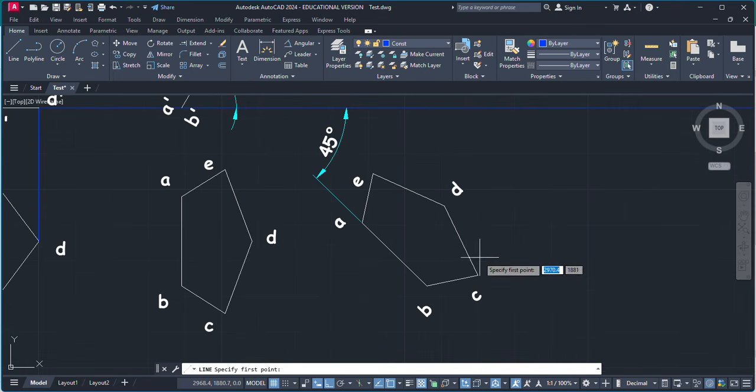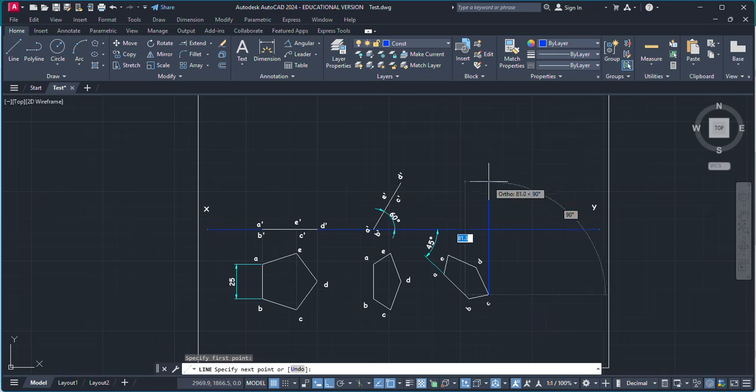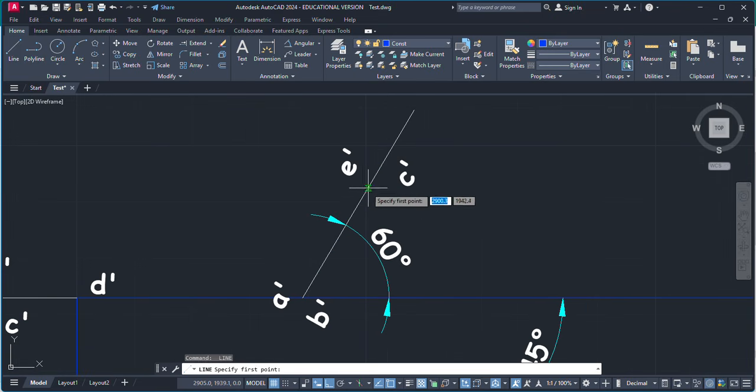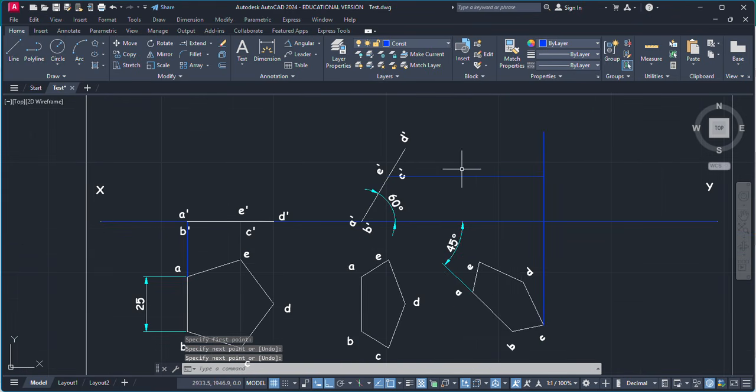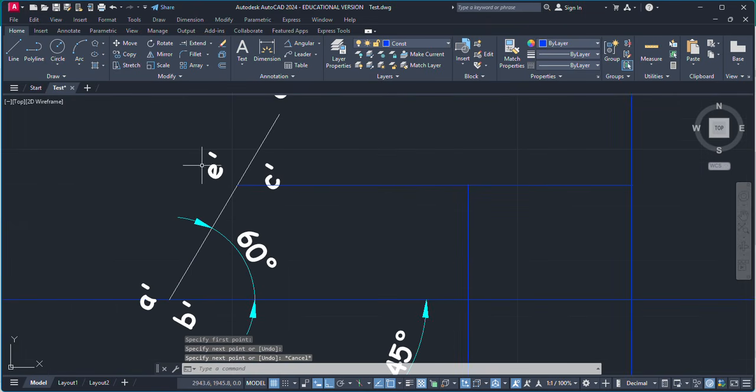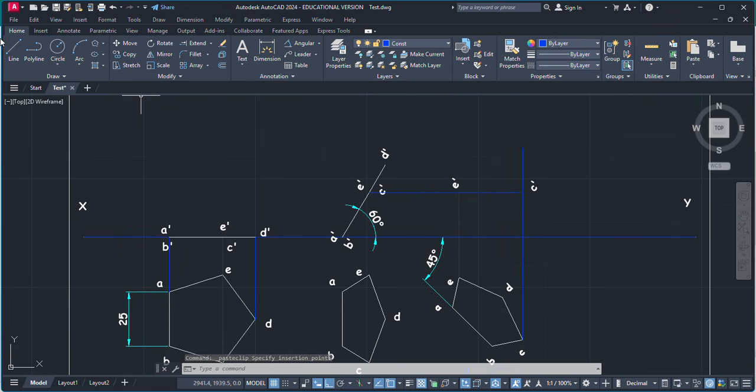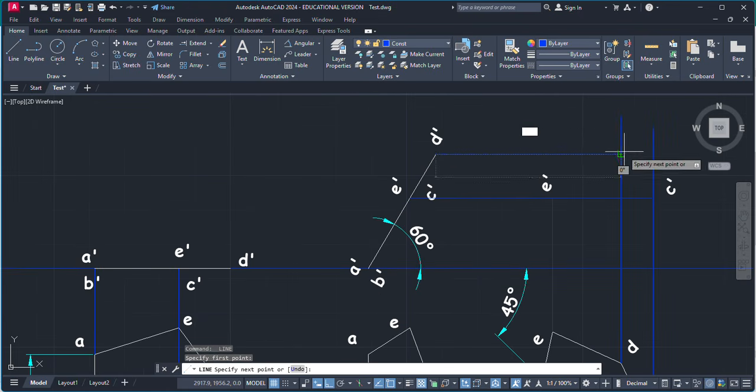So to verify this, we will trace these points, C from here to here. C and E are on the same line. Let's check this. So here we have C dash, and on this line we have E dash. So this is going to be our E dash, and the end point is our C dash. Now the next point is D dash. Again from D create a vertical line, from D dash create a horizontal line. So this intersection point is D dash.